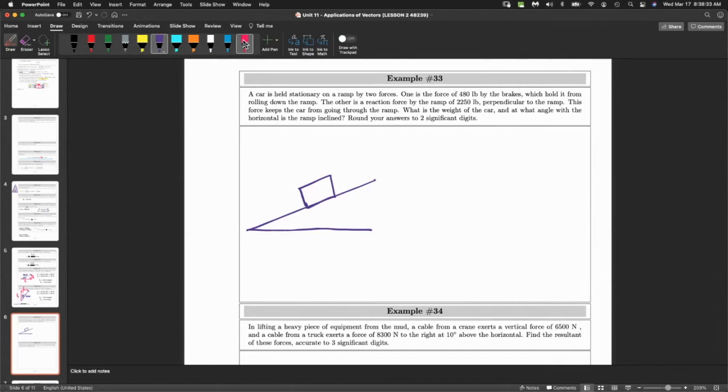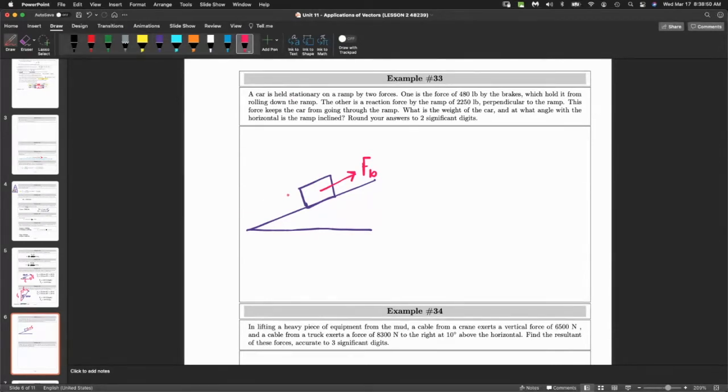There are three forces acting on this car. There is the force of the brakes. Now the brakes are going to go this way because the car is going to want to fall down the ramp. It's going to want to slide down the ramp. So that's the brakes. B for brakes.